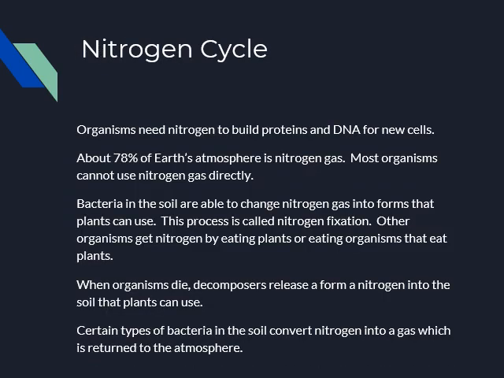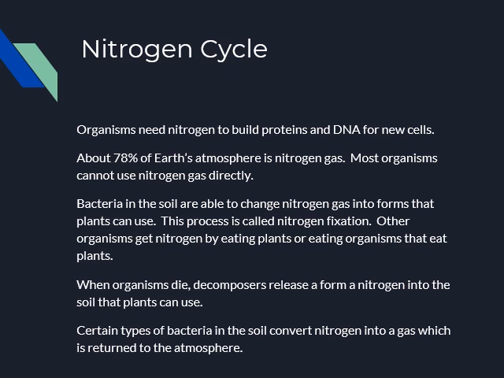So the nitrogen cycle. Organisms need nitrogen to build proteins and DNA for new cells. Without nitrogen, things wouldn't happen. Nitrogen is typically the limiting factor for plant growth. It's why you can go to garden stores and find bags of fertilizer that are high in nitrogen. And shockingly, 78% of the Earth's atmosphere is nitrogen gas. Most of what you breathe in is nitrogen gas.